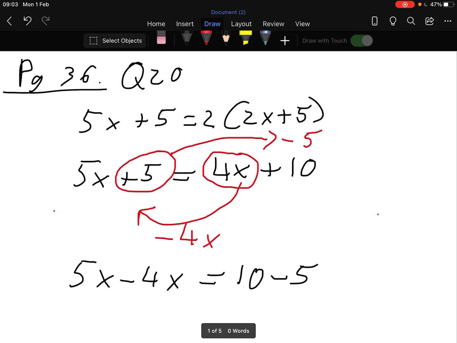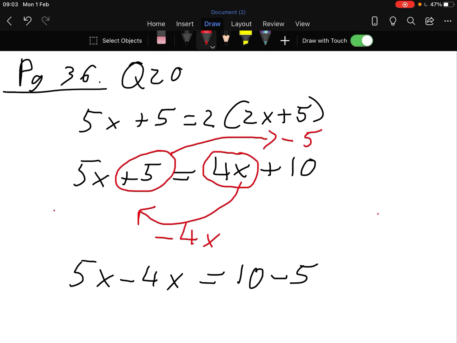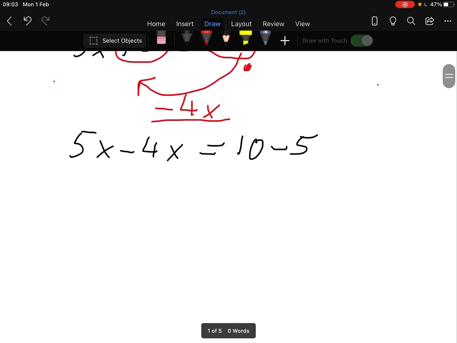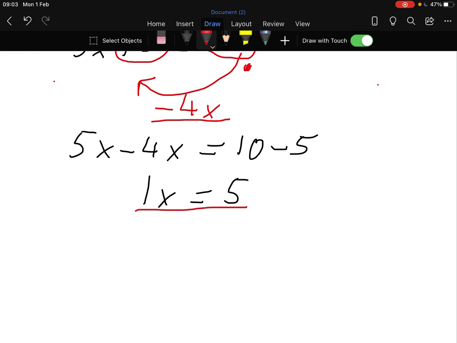Okay, so before you question where that came from, my 5 here went to the other side, so we have to change the sign, it becomes 5x. My 4x here, bring it to the other side, so we change the sign, it becomes minus 4x. And when we rewrite it, this is what we have. So this leaves us with 1x equals 5. And that's your answer. Done.